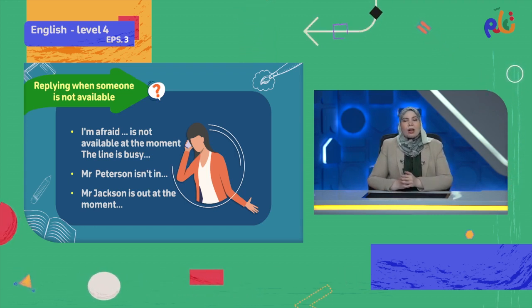Can I talk to your mother? Oh, I'm sorry, she's out. Or, can I talk to your sister? She isn't in. Is your father in? Oh, I'm sorry, he's not available. So we can use more than one thing to say that the person isn't available.